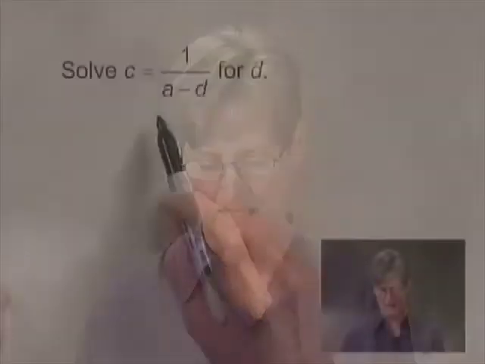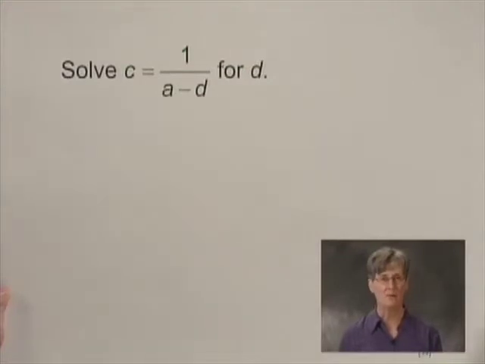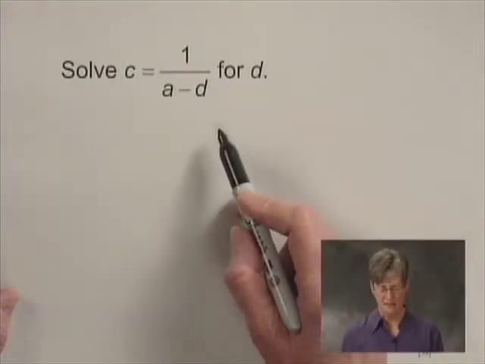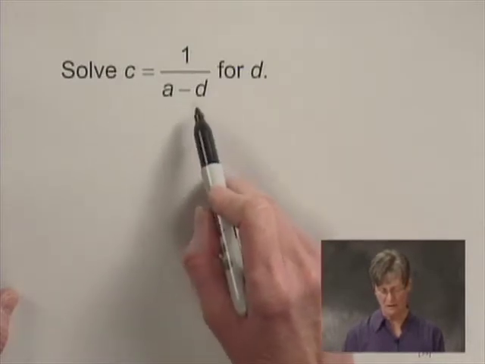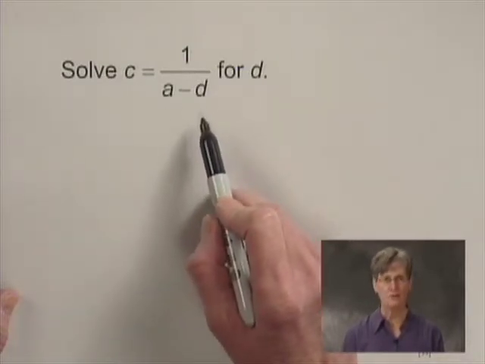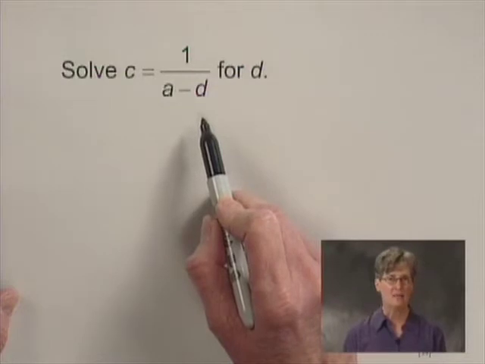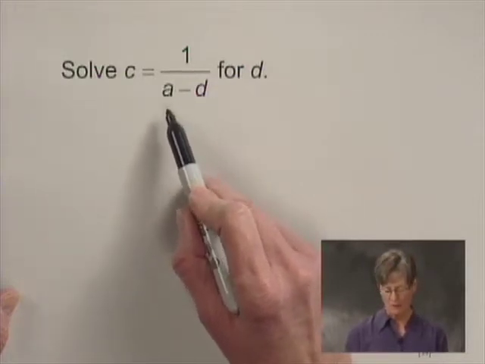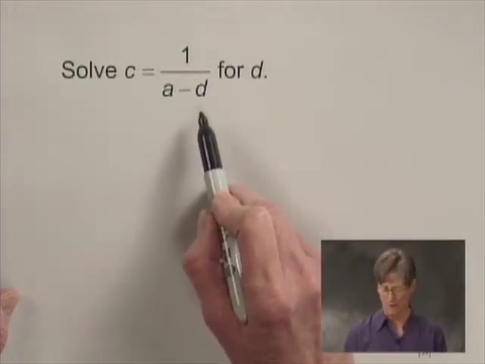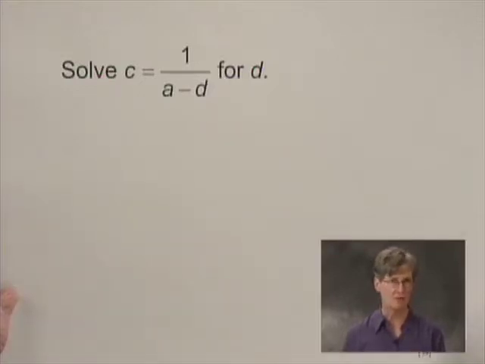We're going to solve a formula. The formula is C equals 1 over A minus D, and we're going to solve for D. Now, if you see a formula on a test, don't be intimidated by all of the variables that you see. Solving a formula is exactly like solving an equation. You just have more variable terms rather than numerical terms, but the steps that you go through are just the same.